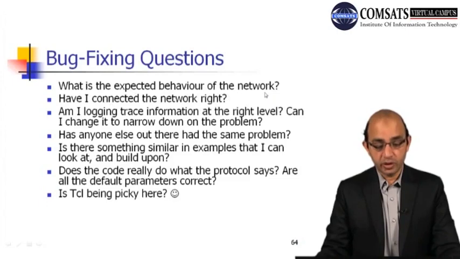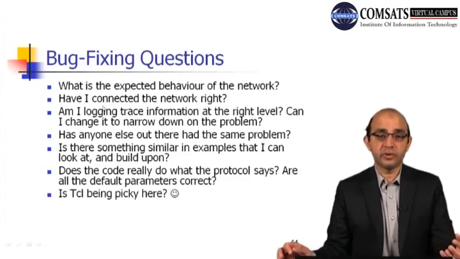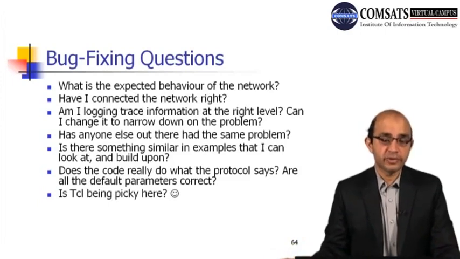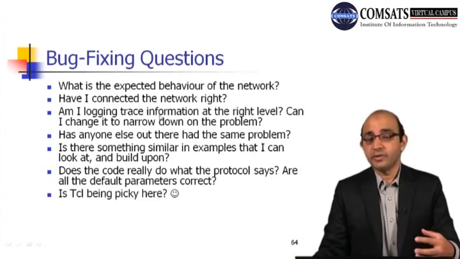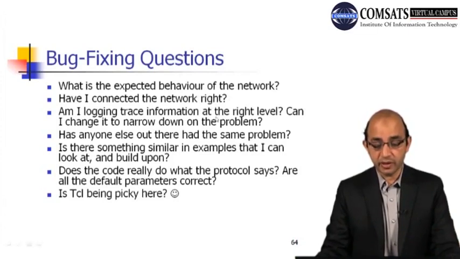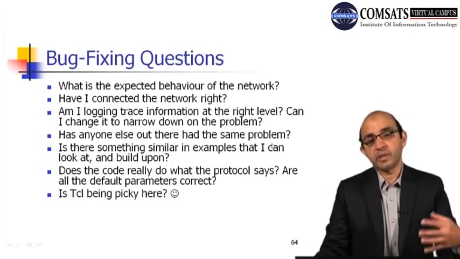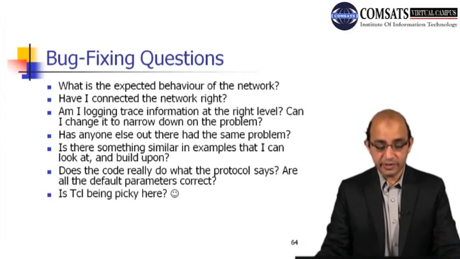Expected behavior of the network, right? First of all, you should verify that all the nodes are connected properly, right? And then you should record the data properly. You should have the log, right? So log trace information at the right level, and change it to narrow down the problem. Has anyone else out there had the same problem? So of course you can use the mailing list. Maybe somebody else is having the same problem.